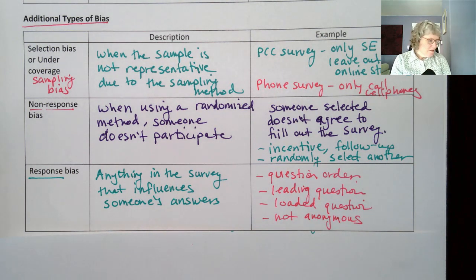Okay, great. So that gives you a lot of ideas about bias and bad sampling methods, okay?